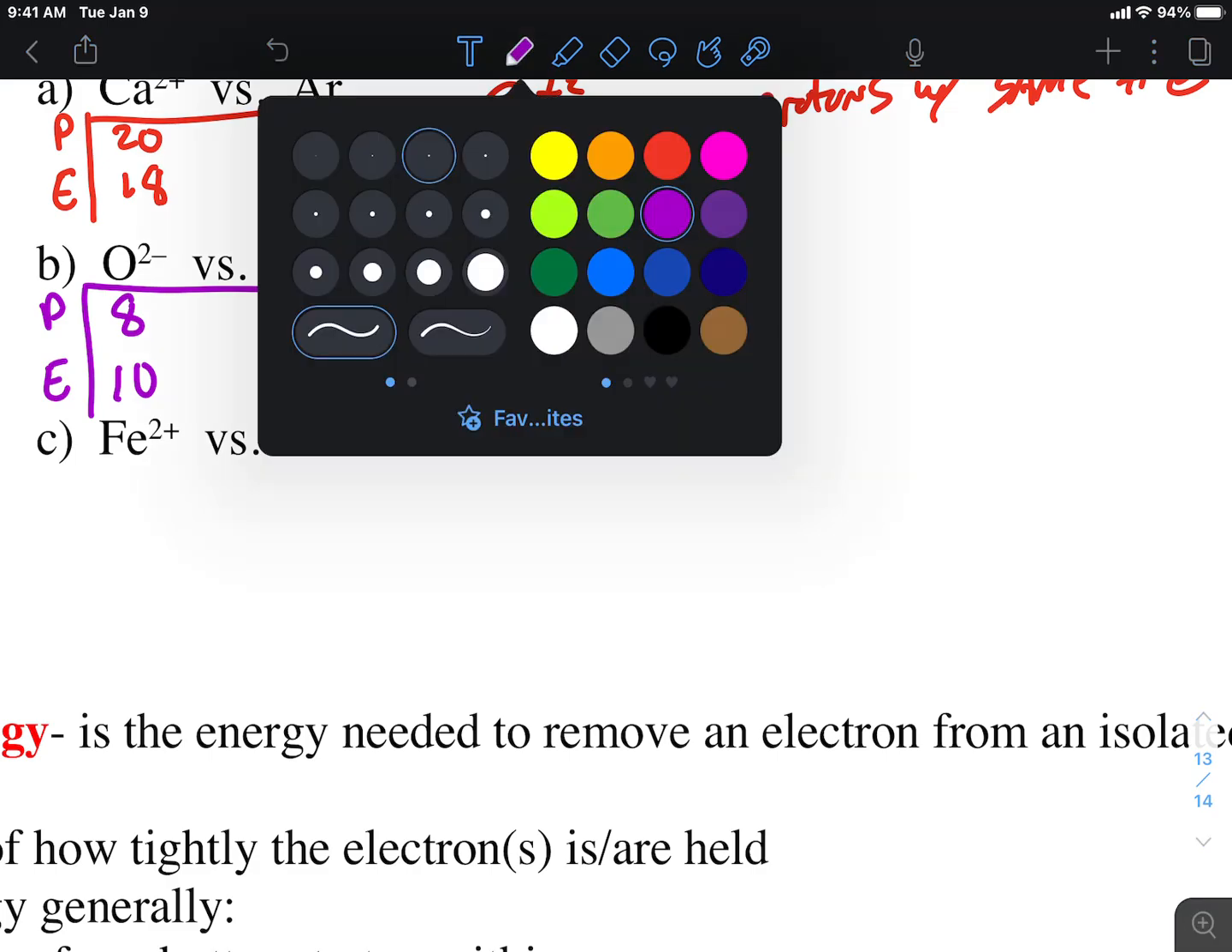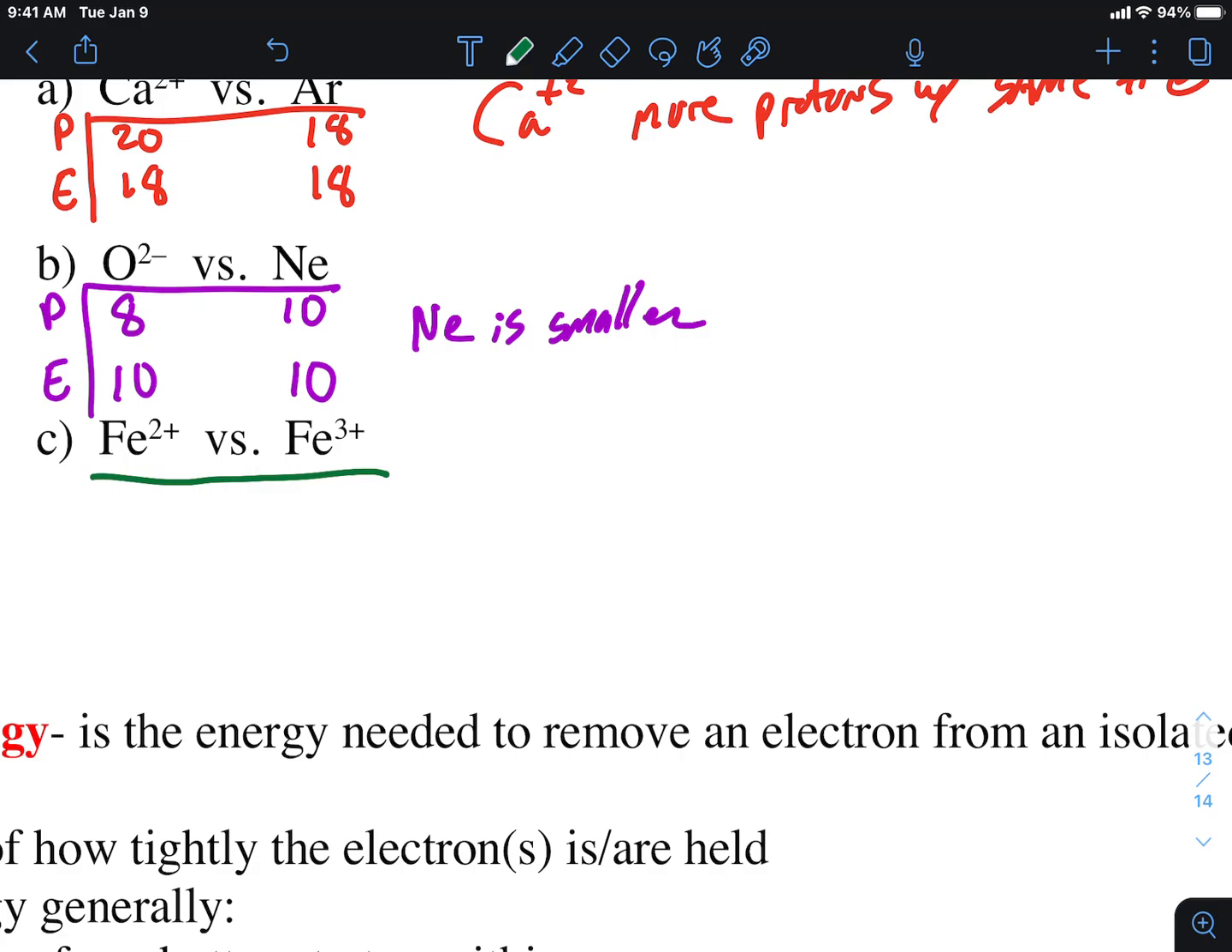Okay, so what about this one? Iron. How many protons in iron? 26. They're both iron, so they both have 26. But let's count the electrons. So iron with a +2 charge, 24. Okay, now iron with a +3 charge, 23. So the nuclear charge, the number of protons, is constant. So that's a non-factor here. So the difference is the number of electrons.